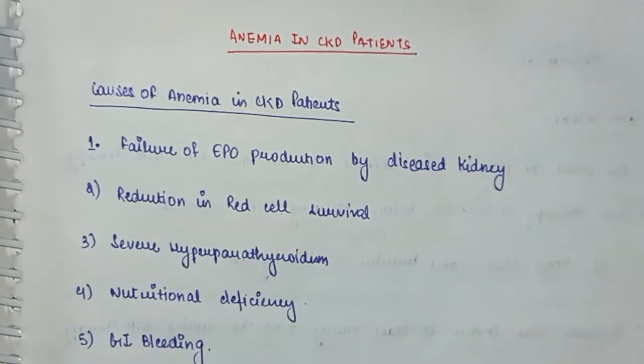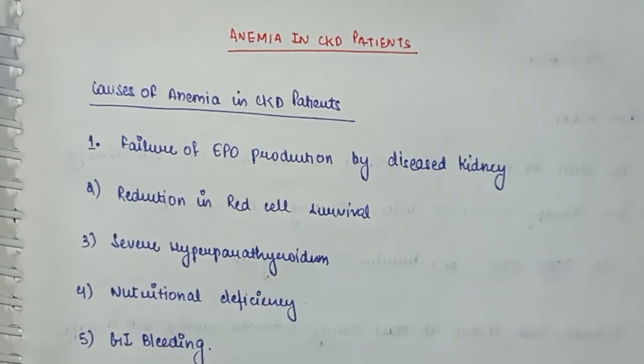There are many reasons for anemia in CKD patients. In most of the CKD patients, those who are on dialysis, the hemoglobin eventually falls below 8 milligram per deciliter. So we have to take measures to improve the hemoglobin level in CKD patients so as to prevent symptoms and complications related to anemia. What are the various causes of anemia in CKD patients?